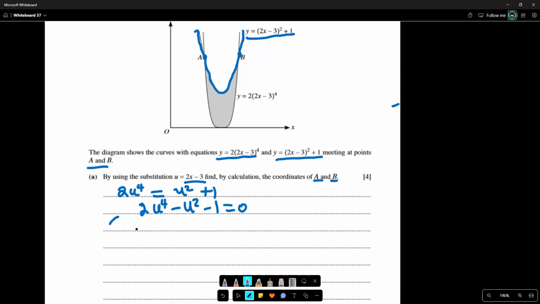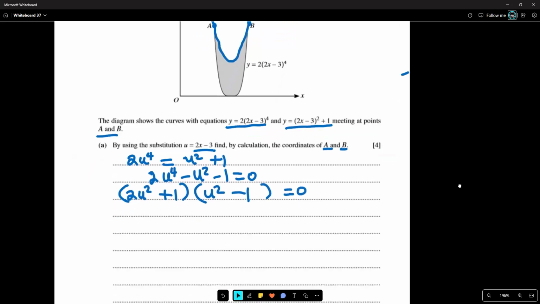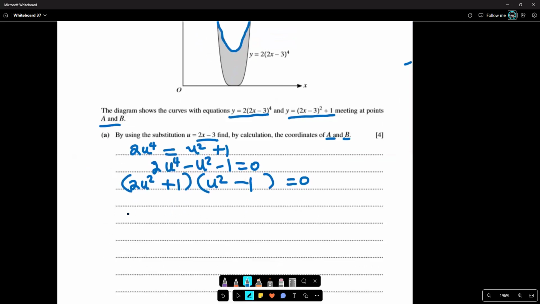Now this is a nice trinomial. We can factorize this, which is 2U squared, then on this side you have U squared, then plus 1 minus 1, which equals 0. All right? And then we're going to have 2U squared equals negative 1, or U squared equals 1.